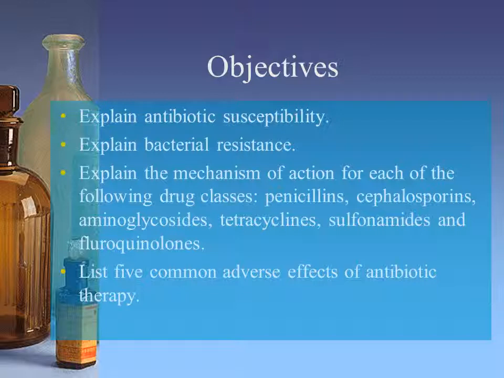Our objectives for this part of the lecture are that you should be able to explain a couple of terms, antibiotic susceptibility and bacterial resistance. You should be able to explain how each of the following drug classes work, and that would be the classes of penicillins, cephalosporins, aminoglycosides, tetracyclines, sulfonamides, and fluoroquinolones. In addition, you should also be able to list some common adverse effects that come from antibiotic therapy and specifically related to each of these groups of antibiotics.